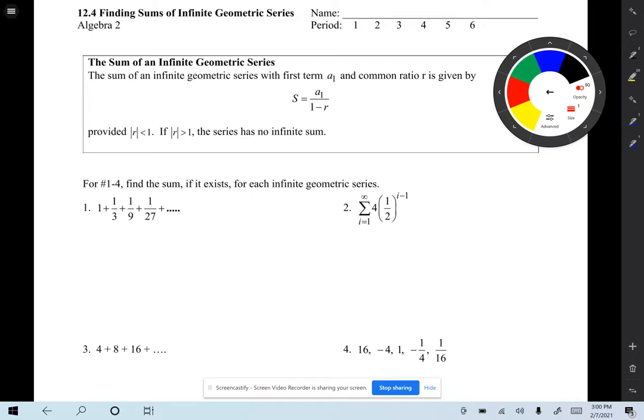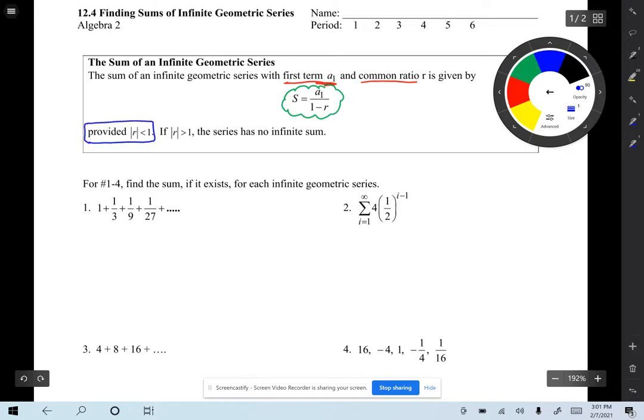certain number. So the sum of an infinite geometric series with first term a sub 1 and the common ratio r is given by the following formula. And the following formula says that the sum is equal to the first term divided by 1 minus the common ratio. However, you can only use that formula if this holds true.